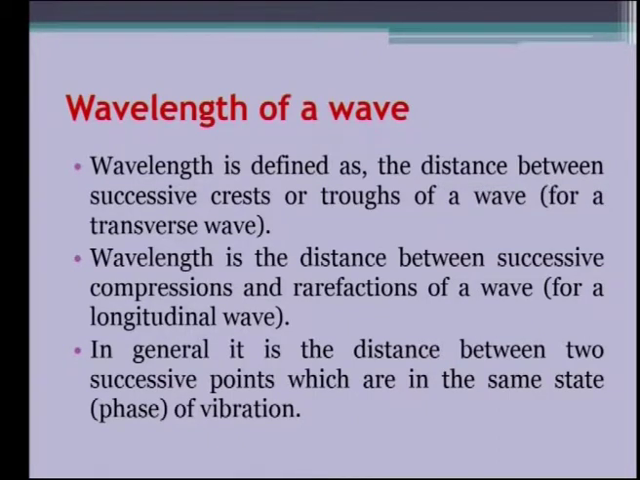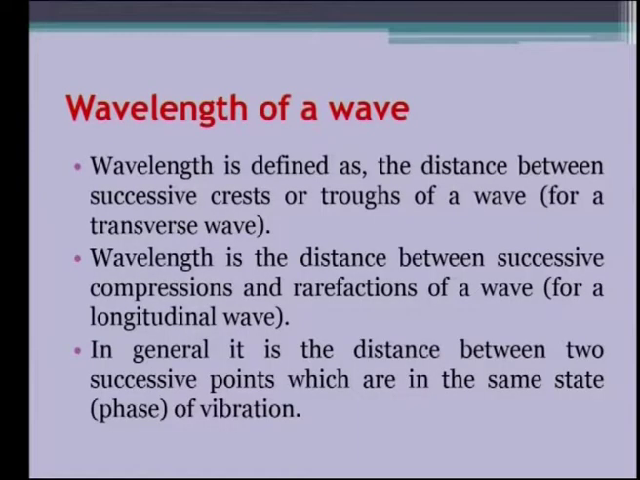The wavelength of a wave is defined as the distance between successive crests or troughs of a wave for a transverse wave, and the wavelength is the distance between successive compression and rarefaction for a longitudinal wave, and in general it is the distance between two successive points which are in the same state or same phase of vibration. So, that is what is called wavelength, because wave is the one which is propagating ahead in a medium. The wavelength is to be defined.